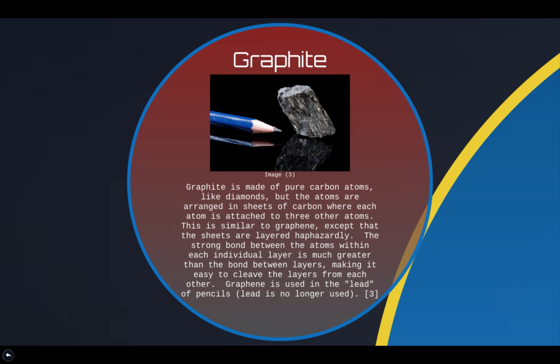Graphite is also made of carbon atoms, but unlike diamonds, the carbon atoms in graphite are laid out in two-dimensional sheets with each carbon atom attached to three others. This is very similar to graphene's structure, except the sheets of carbon are fractured and layered haphazardly. The bonds between the atoms in each individual sheet are much stronger than the bonds between the layers, making it easy to cleave the layers from each other. Graphite has even been described as slippery. It is most commonly used in pencil lead.